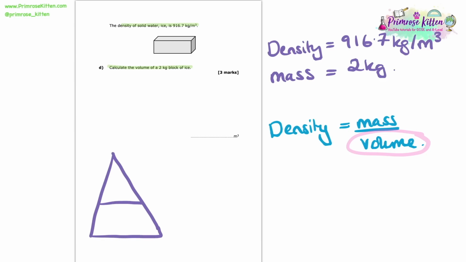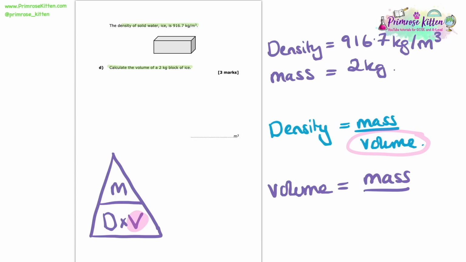Now you may be super comfortable with that, but if you're not, remember you can use the triangle. In this case, the triangle has mass on the top and density times volume on the bottom. The way they work is we cover up what we're looking to find, in this case the volume, and look at the triangle to see what the formula will be. So because it's m over d, the volume is equal to mass over density. So that's equal to 2 over 916.7.